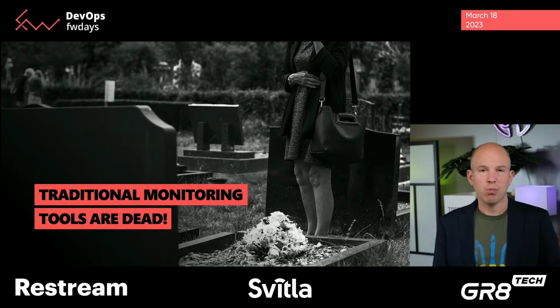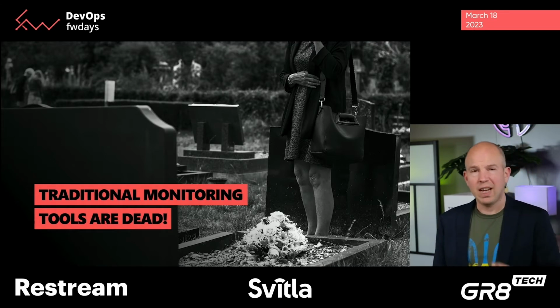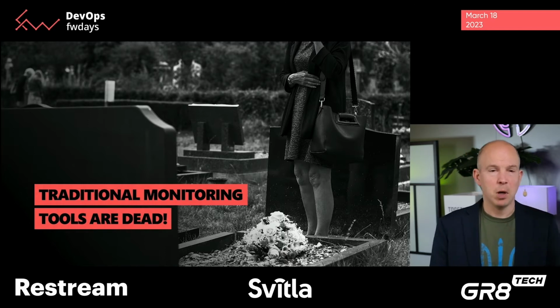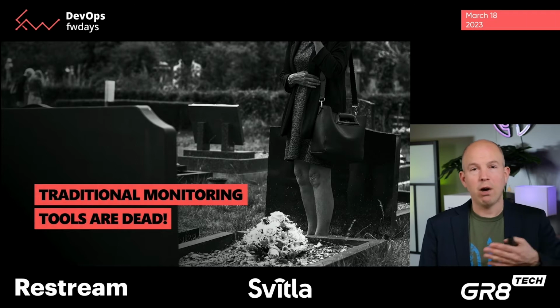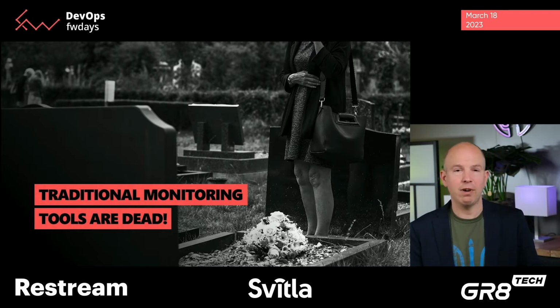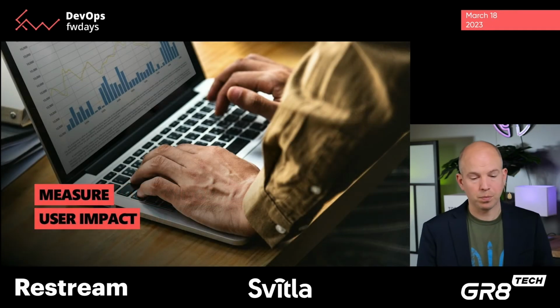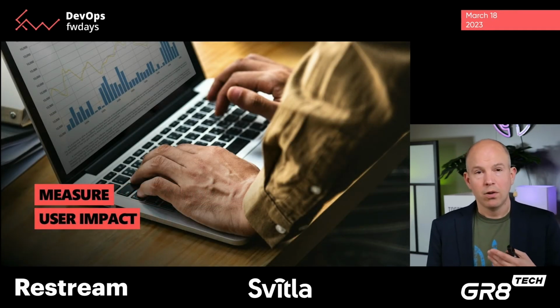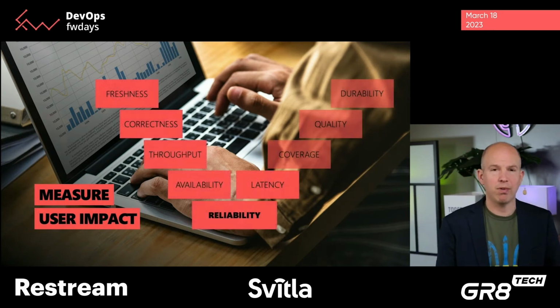So we also need to change how we monitor our tools. Just doing technical measurements is not enough. Technical measurements might show that certain things are down, but how are our users impacted? So really measuring how our users are being impacted is key here. So how do we measure this user impact? Well, here are some examples of how you can do it.